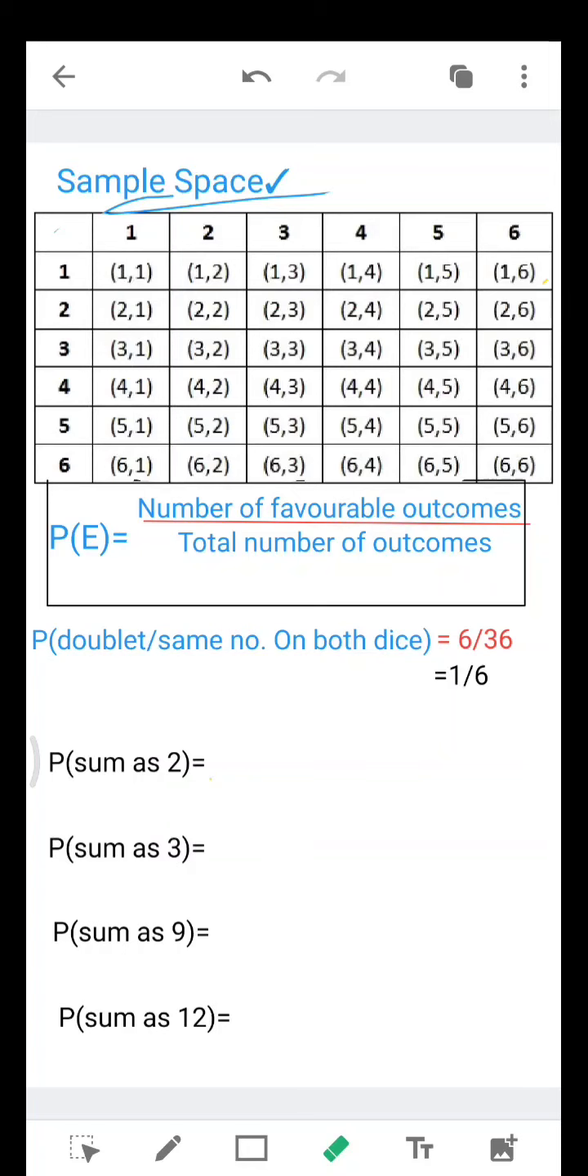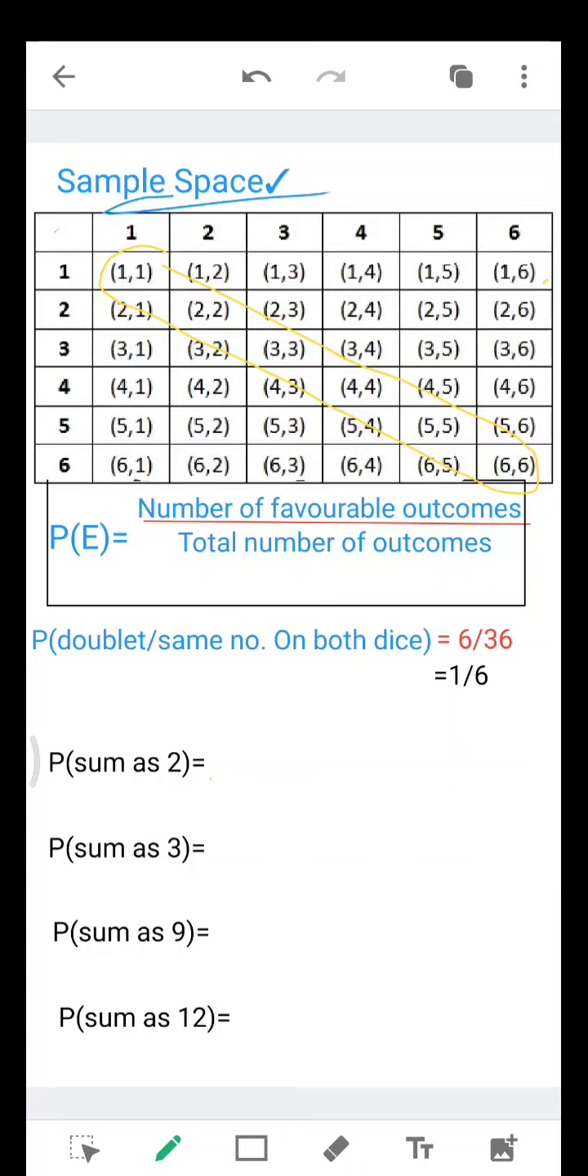What do you mean by a doublet? Very simple. A doublet is the same number on both the dice. So I can say these all, you can see clearly. 1 comma 1, 2 comma 2, 3 comma 3, 4 comma 4, 5 comma 5, 6 comma 6.